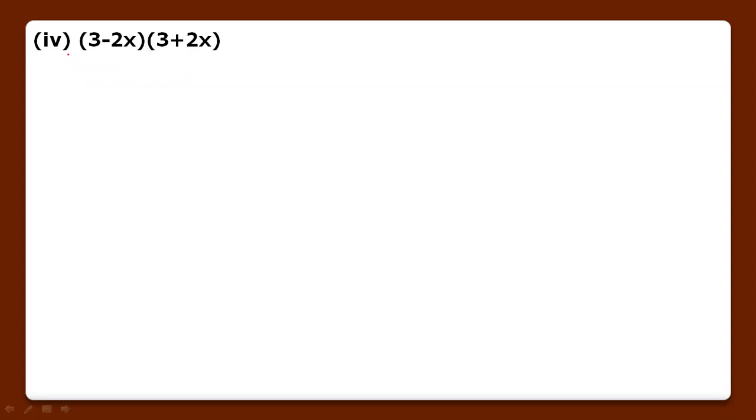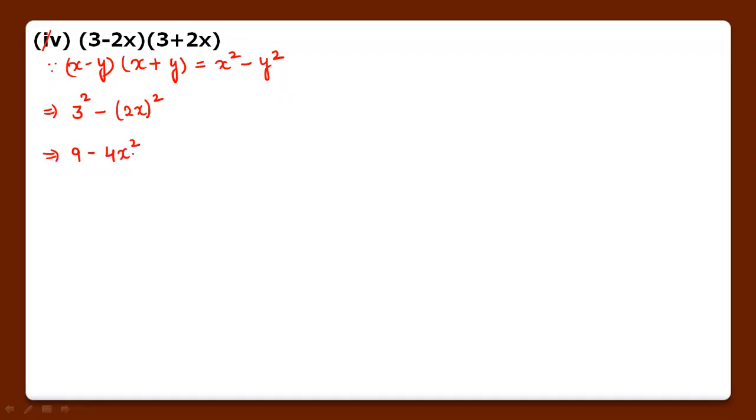Fifth part, 3 minus 2x, 3 plus 2x. Again, the same identity we just applied will be used here as well. Since x minus y into x plus y is equal to x square minus y square. X here is 3, so 3 square minus y here is 2x, 2x whole square. 9 minus 4x square. In this way, we can find the product.